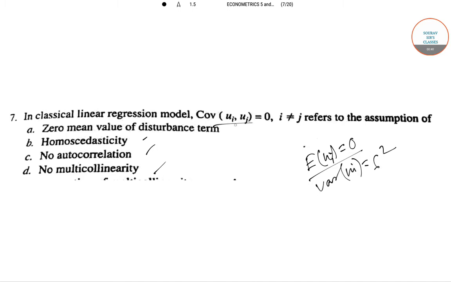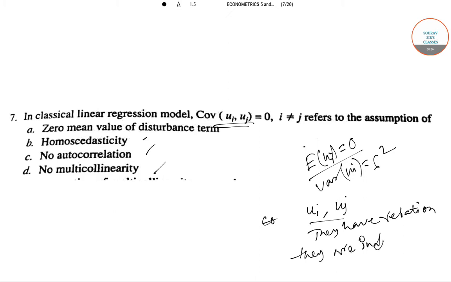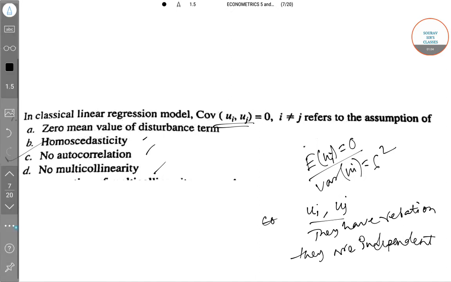Now this assumption says that the error term ui and the error term uj have no relation. So they are independent. Thus, the correct answer is no autocorrelation. So the correct answer is option C. Moving to the next question.